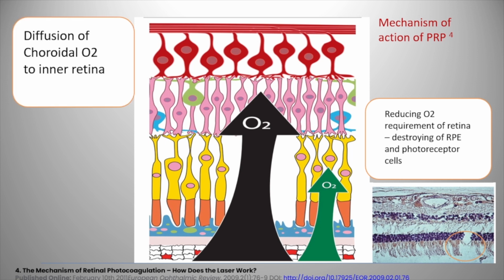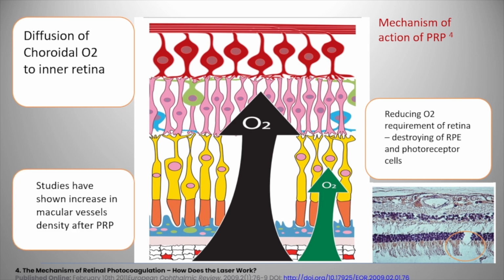Also, diabetic retinopathy is an inner retinal disease. With the destruction of the RPE and the photoreceptors, the choroidal oxygen now reaches towards the inner retina, so that the hypoxia in the inner retina is relieved. Also, some studies have shown that pan-retinal photocoagulation increases the vessel density in the macula.